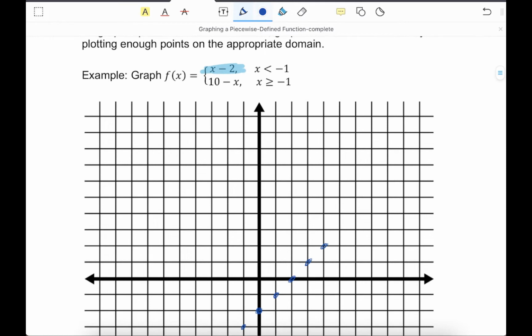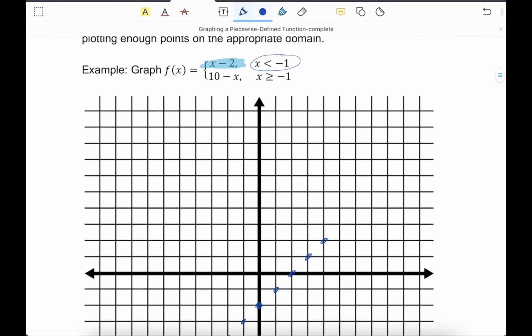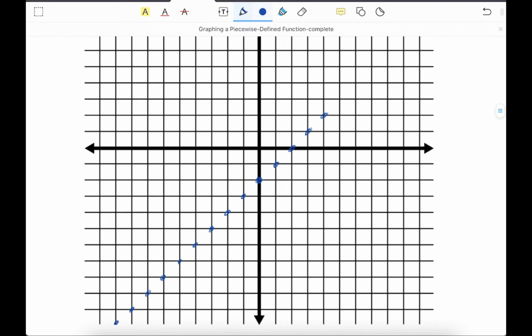but we have a domain restriction now. It says x is less than -1. So x is less than -1. X is -1 right here. So all the points to the left are part of our line or graph. Those are all part of our graph. And everything to the right is not part of our graph.